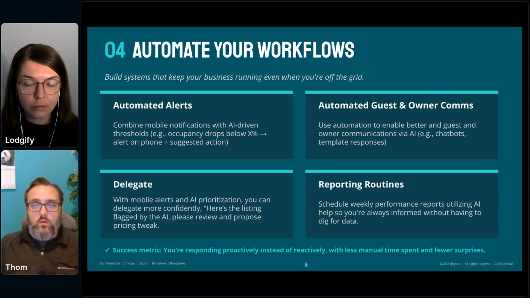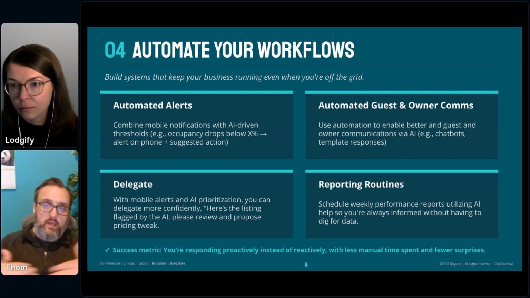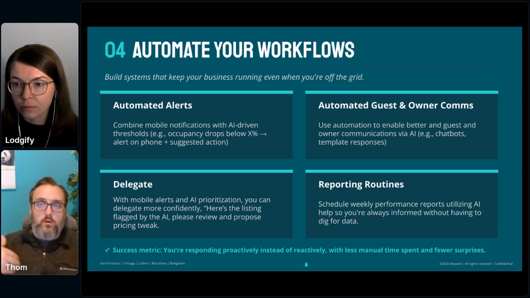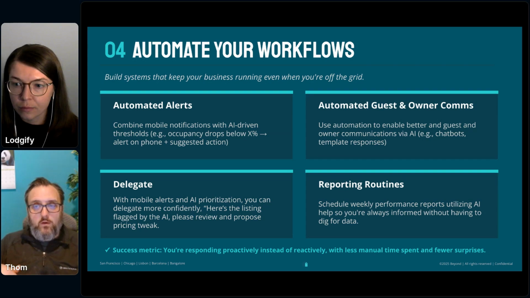Once you have your alerts and your AI prioritization in place, you can delegate more confidently to your tooling. Instead of figuring out what to do, you get a flag that says, AI flagged this listing for a pricing review. Here's the context. Here's a proposed tweak. That's a very different workflow than most operators are operating under now. Now you'll go in and look at a report, realize for a few days or a week, something has changed and you haven't reacted to it.